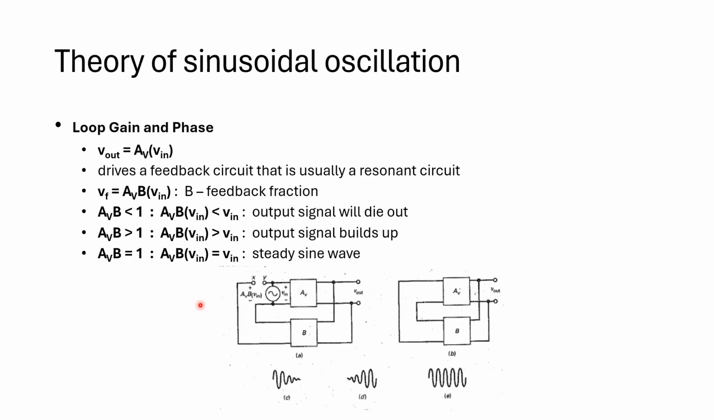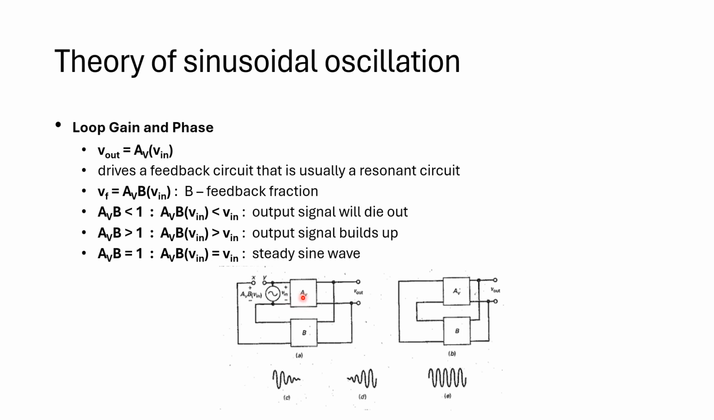So we have here the theory of sinusoidal oscillation: loop gain and phase. To build a sinusoidal oscillator, we need to use an amplifier with positive feedback. We have here an amplifier, this is our AV, with a positive feedback, this is our B. The idea is to use the feedback signal in place of the input signal. For the first portion, we will be using an input AC signal so that we can drive our resonance circuit.